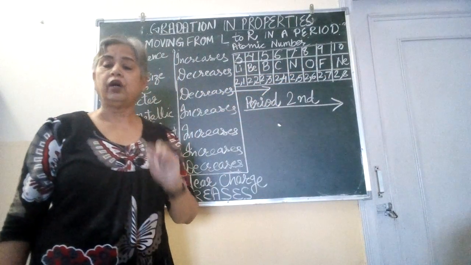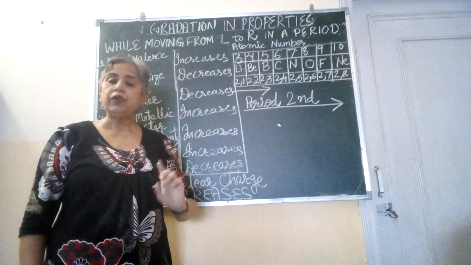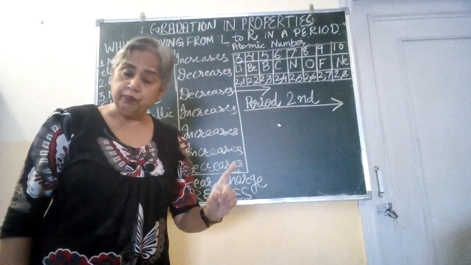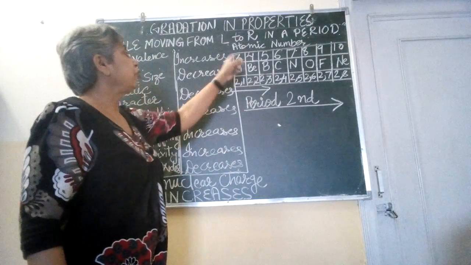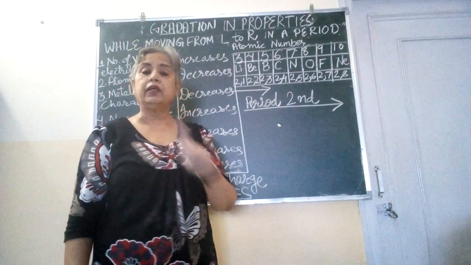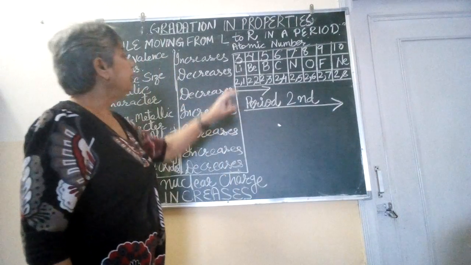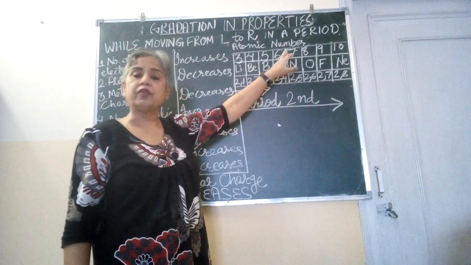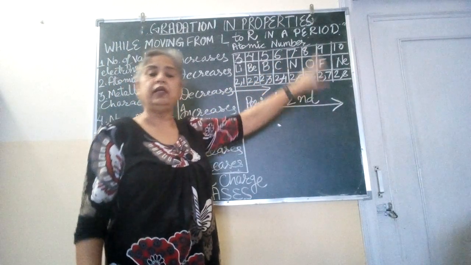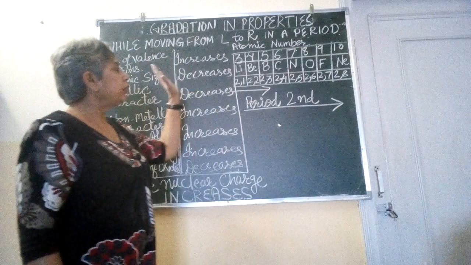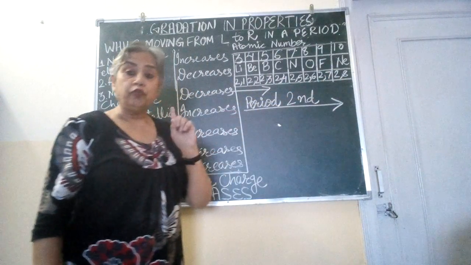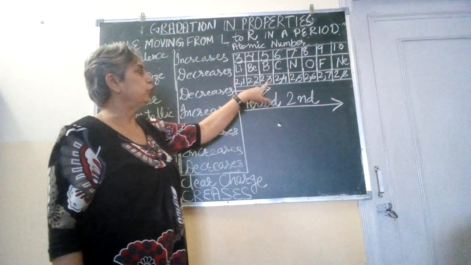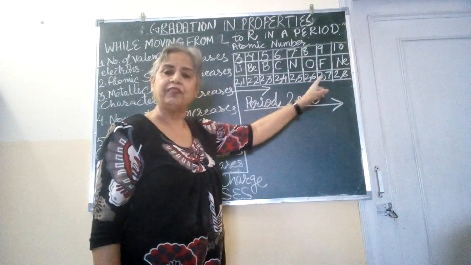So you have to note down in your copies, while moving from left to right in a period in the modern periodic table, atomic number goes on increasing by 1. So lithium 3, beryllium 4, boron 5, carbon 6, nitrogen 7, oxygen 8, fluorine 9, neon 10. Right, so it is increasing by 1. Now when we write the electronic configuration, we see 2,1; 2,2; 2,3; 2,4; 2,5; 2,6; 2,7; 2,8.